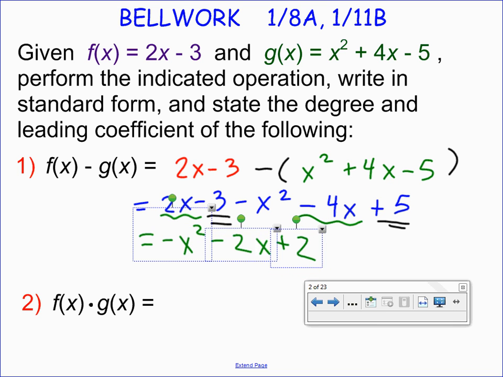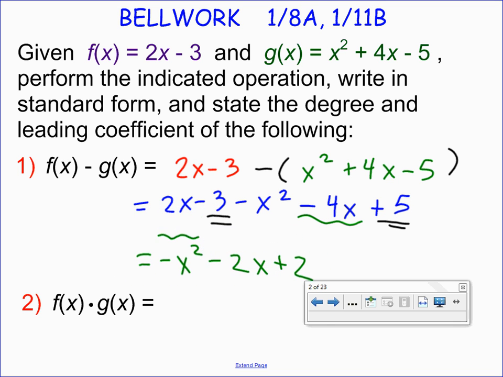If we can't get it all, we'll try. Our standard form answer then would be negative x squared minus 2x plus 2. Raise your hand if you have that already. So who had that already? Good job with the negatives. Way to go. Is that right? Did I make a mistake?